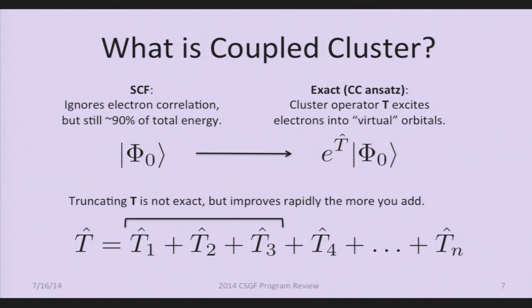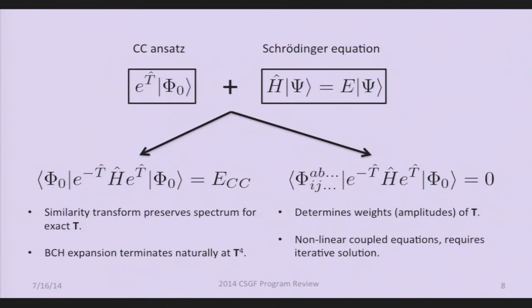And now, once you've truncated this, your method is no longer exact, but it turns out to be very, very accurate, and it gets much more accurate very quickly the more letters, the more T's you add, although it gets more expensive as well. So what we can do is take our assumed wave function form, our ansatz, and we simply put that into the Schrodinger equation.